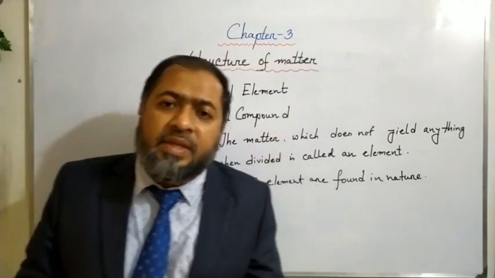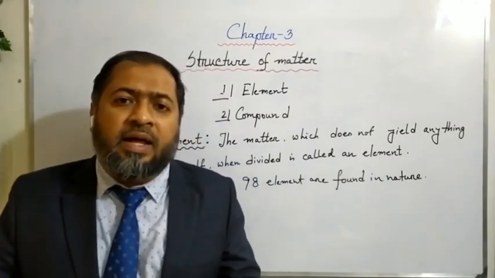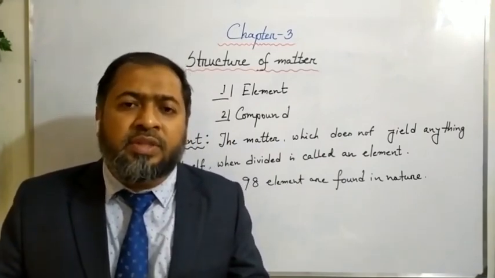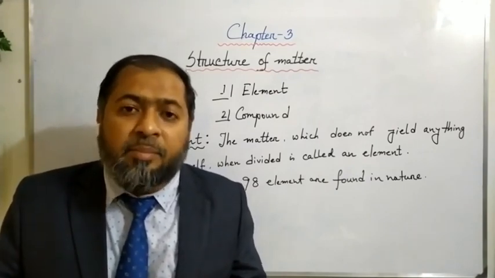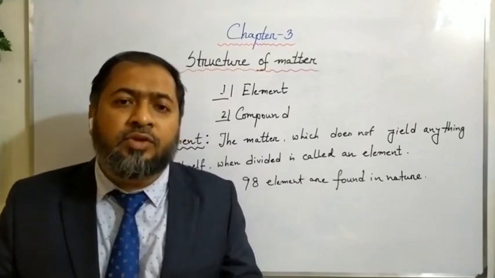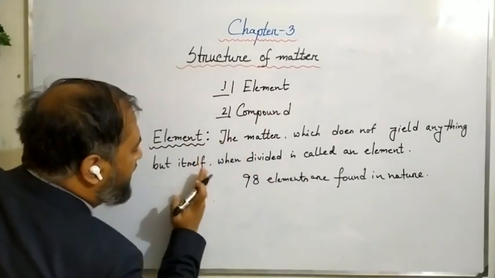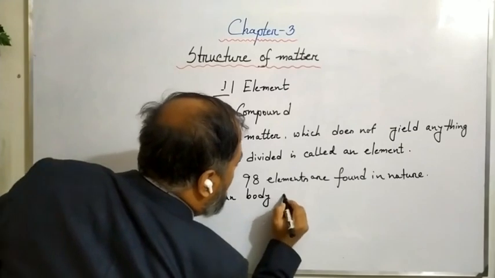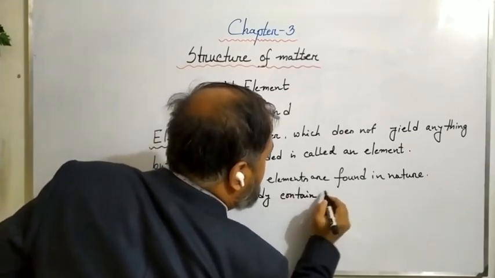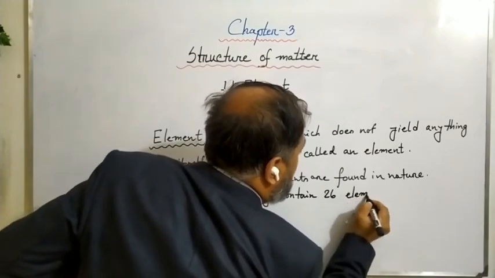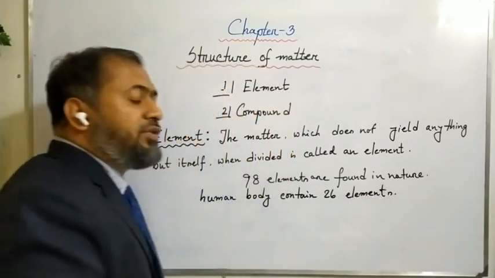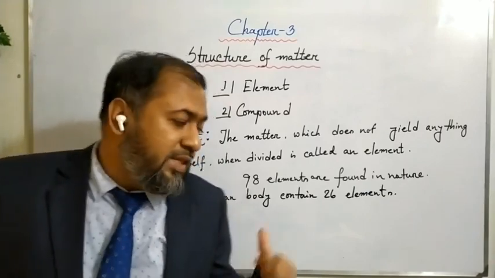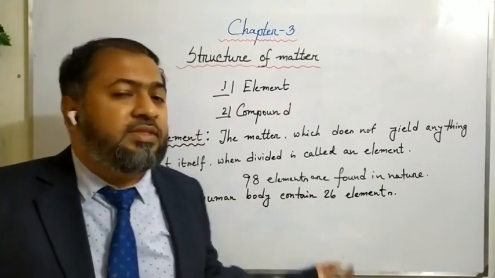So we know that everything in our surroundings is composed of different types of elements. Even the human body is also composed of different types of elements, and the total number of elements present in the human body is 26. Dear students, you can see the human body contains 26 elements. So you get 2 MCQ questions and answers: how many elements are found in nature, which is 98, and the human body contains 26 elements.